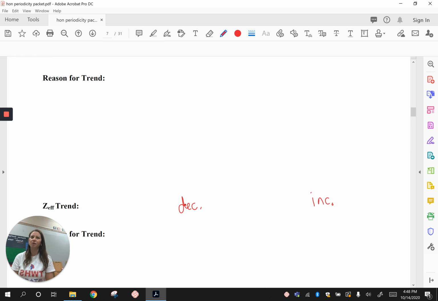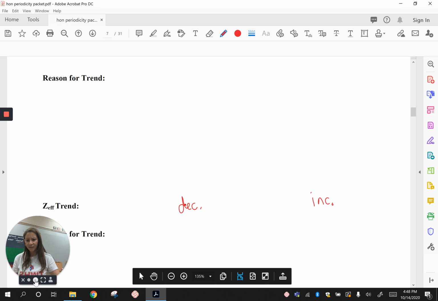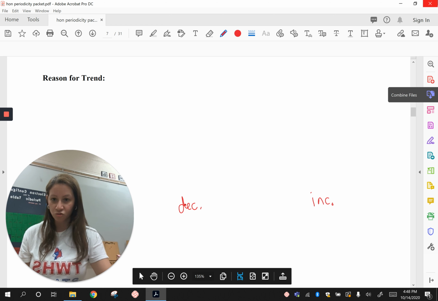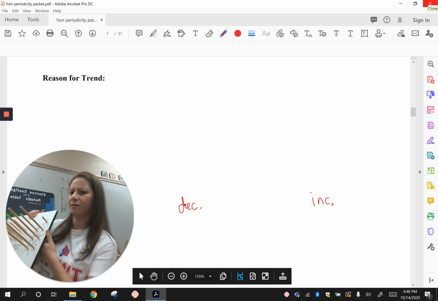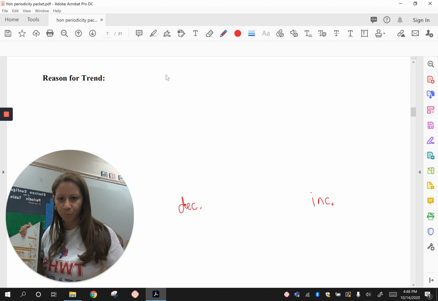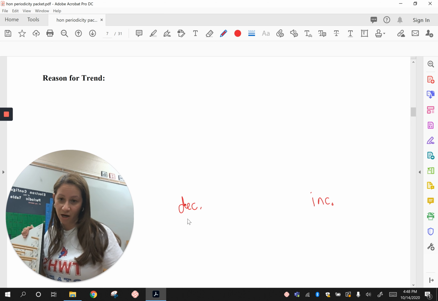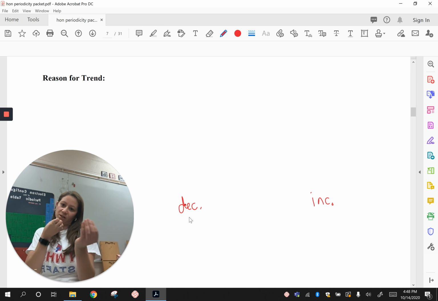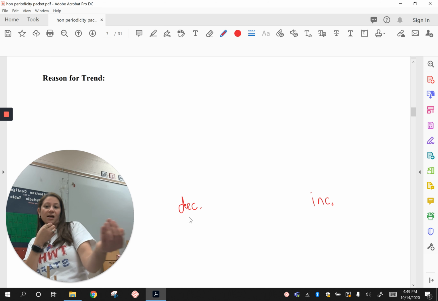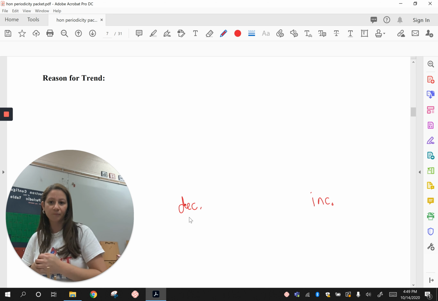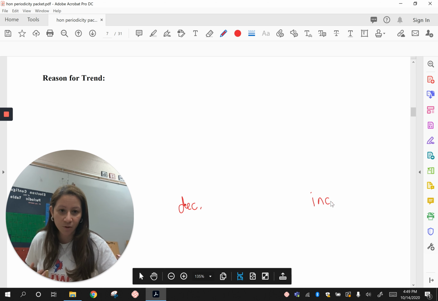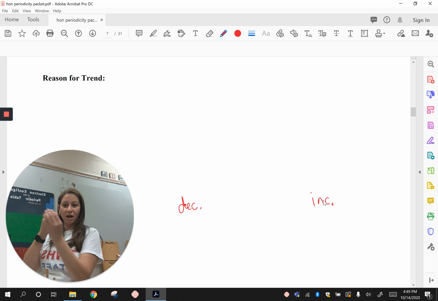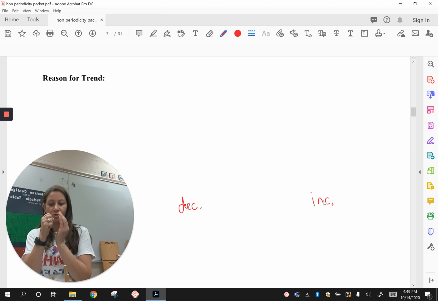Well, you can think about it also the opposite way. You can say that the attraction is causing the size trend. As you go down a group, we said that the Zeff, the attraction, is less. Well, if you have less attraction, then it's not going to hold the electrons very close, and so the size will increase if there's not as much attraction. As you go across a period, we're seeing that attraction increase. And so if there's a lot of attraction, the nucleus is going to pull those electrons close to it.